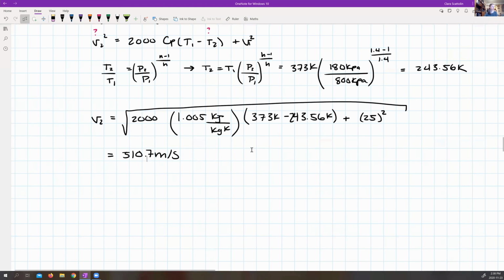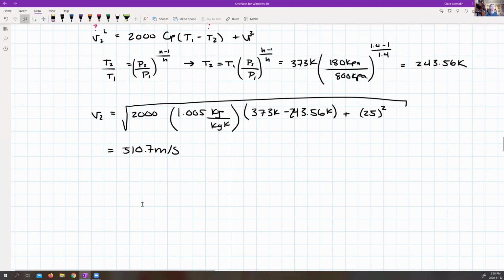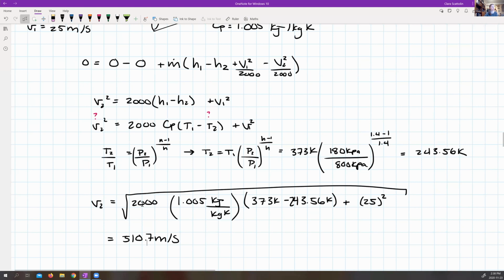Okay, sorry about that. I paused the recording to double check my arithmetic, and the answer should be 510.7 meters per second. So this question in reality is not all that different from what we were doing with the first law. The only notion here which was important is that isentropic relationships are polytropic as well.